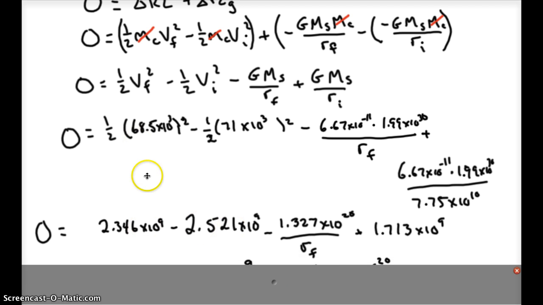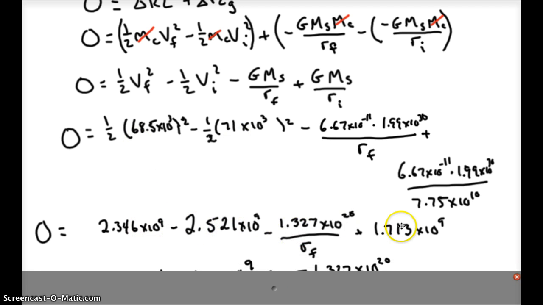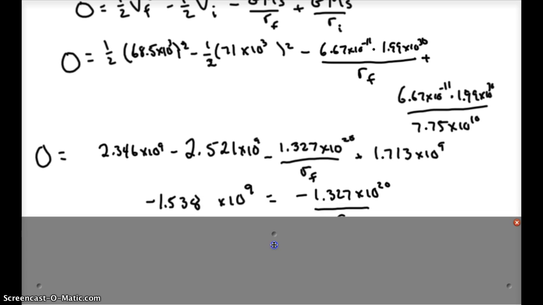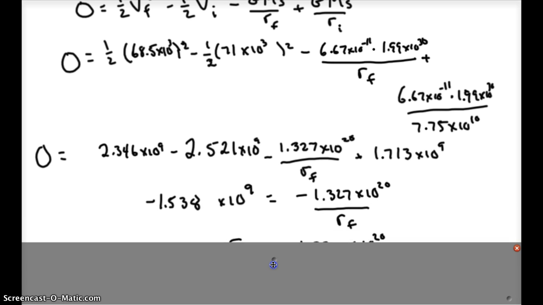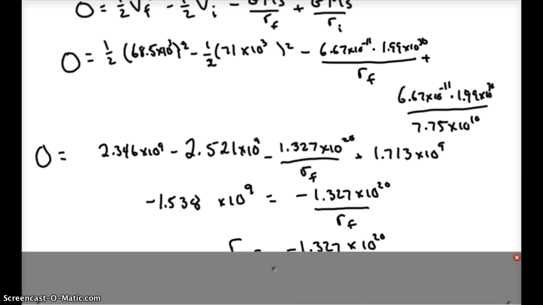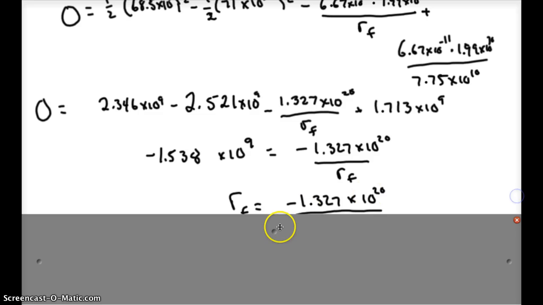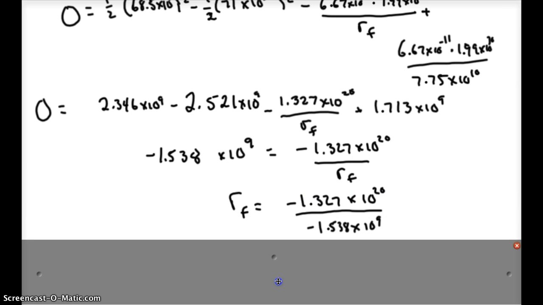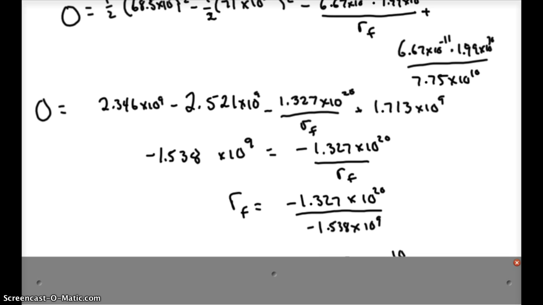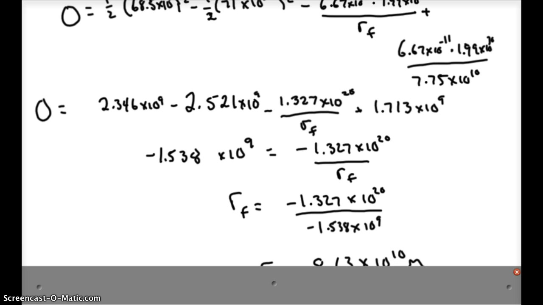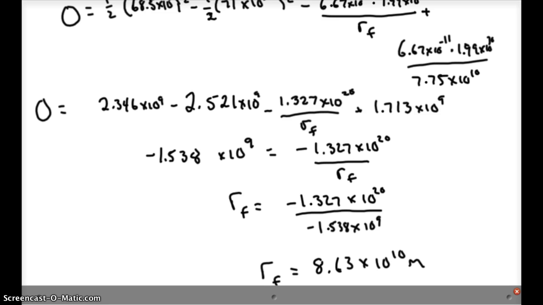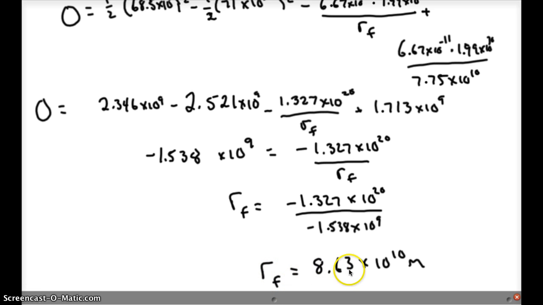Here's the values that I get when I calculate this out, and then I combine all my numerical values together, which leaves me with this kind of final algebraic expression. Then when I solve for RF, and do the math, being careful of my order of operations, I end up getting for my final position here, my final distance from my star, 8.63 times 10 to the 10th.